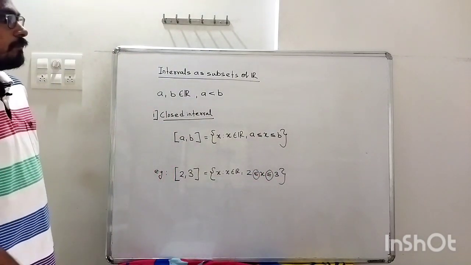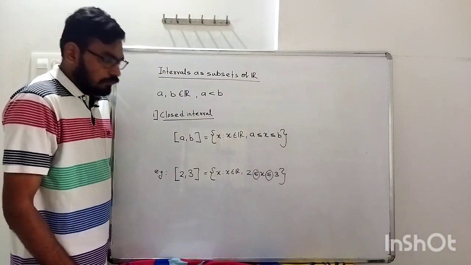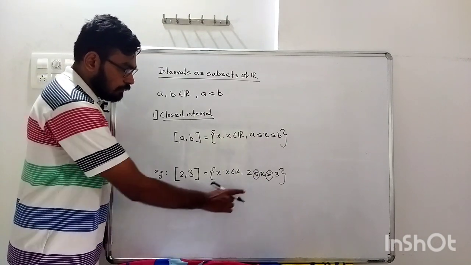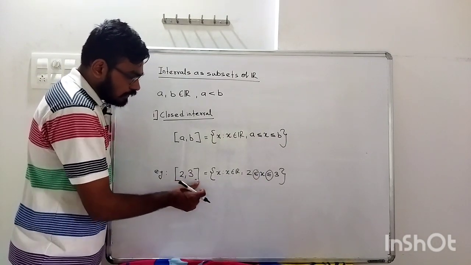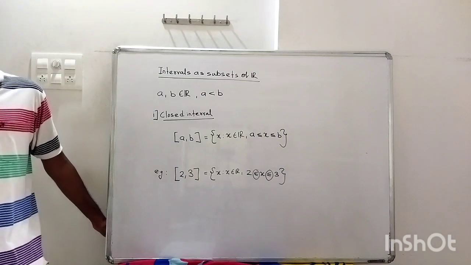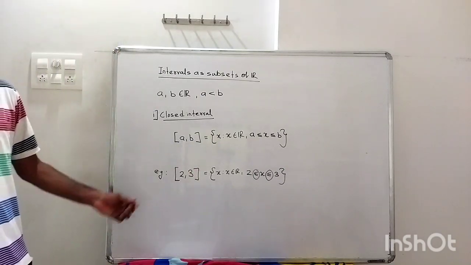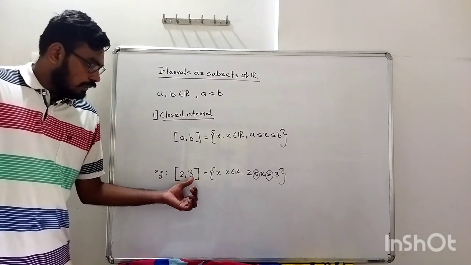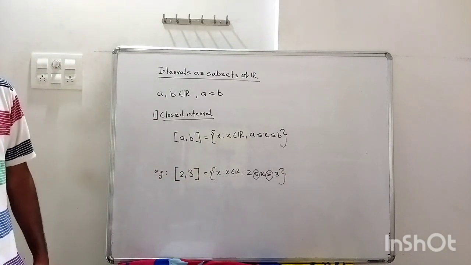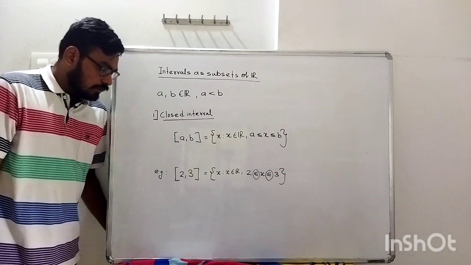If there are square brackets, it means we include this 2 and this 3 also in that set. Whenever there is square bracket here, that means we include this 2 also in that, 3 also in that. This is called as closed interval.